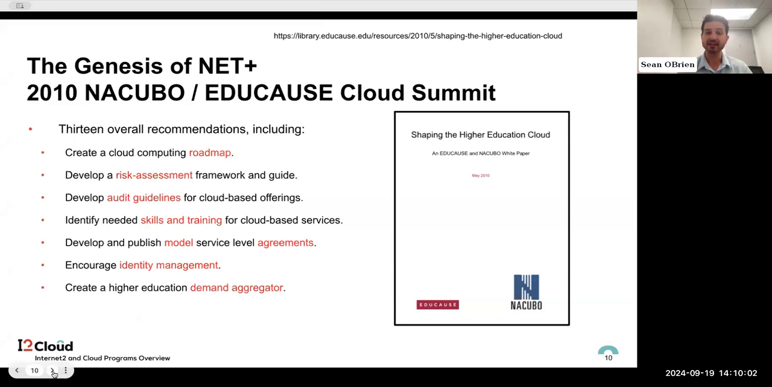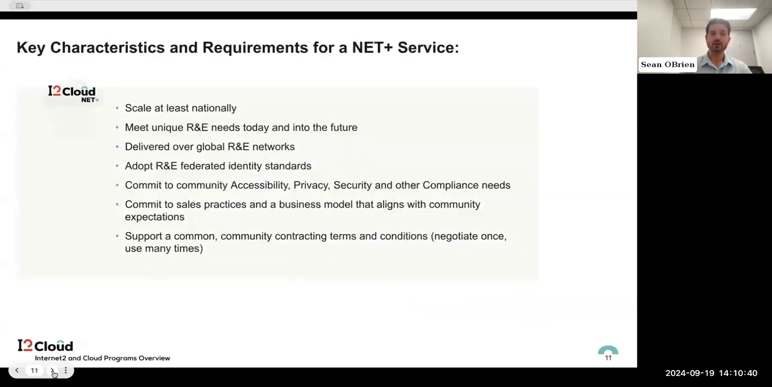And out of that summit, out of the report that was written, the idea for the Net Plus program was hashed out as a way for the research and education community to think about how we work with commercial services. How do we work with services that are not in our data center? How do we work with SaaS services collectively to remove barriers to adoption, but also to influence the vendor community to make sure that the needs of research and education are reacted to and are managed? So the Net Plus program was formed a couple years later.